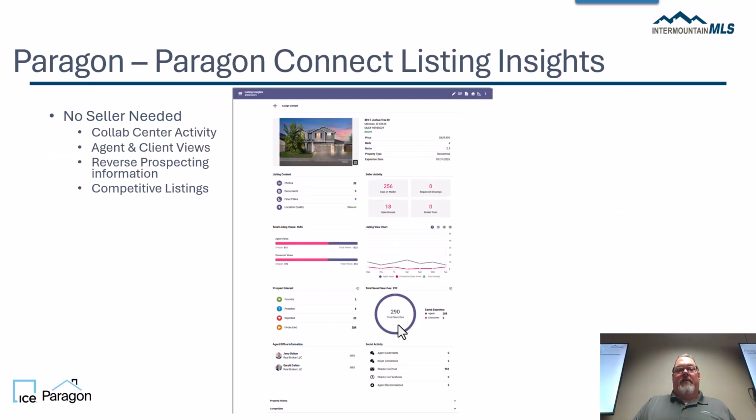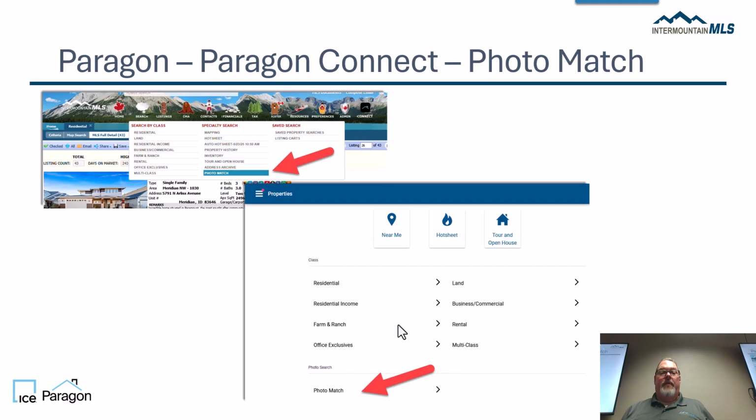If you don't have a seller and you're a listing agent, there's a listing insights report that also lets you see some of those same things, like how many times it's been emailed, how many searches it matches, how many favorite, possible, rejected, and also the competitive listings. So something that's been added, I guess it was a year ago or so, into Paragon Connect. Again, there's a link to it from Paragon Classic, but it's in Paragon Connect, and it's called Photo Match.